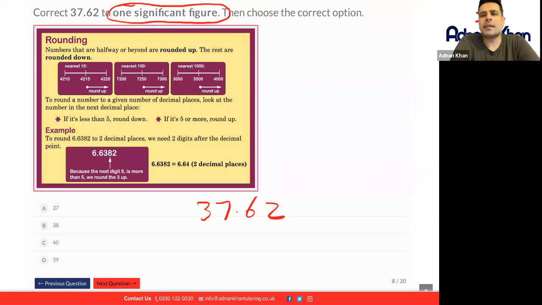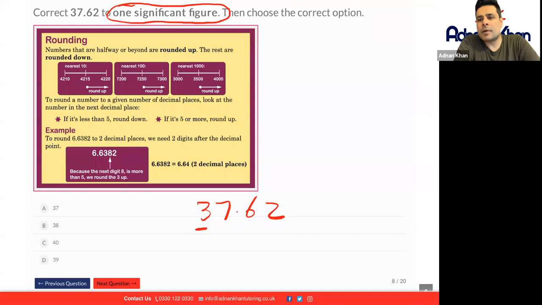Now please pay attention, everybody, because when people did this homework, they struggled on the significant figures side of things. So let me just explain exactly what Ibrahim did and show you. Ibrahim said that because this question says one significant figure, our one significant figure is this number.